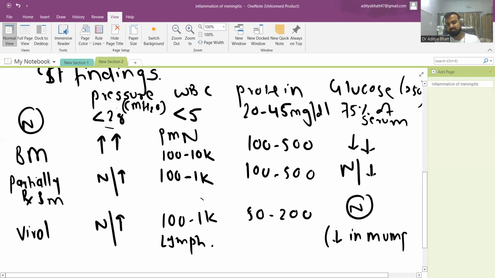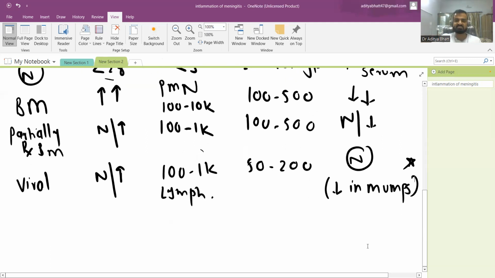So the exception to the viral rule is that mumps is the only viral meningitis with decrease in glucose. The rest all have very negligible fall in glucose.